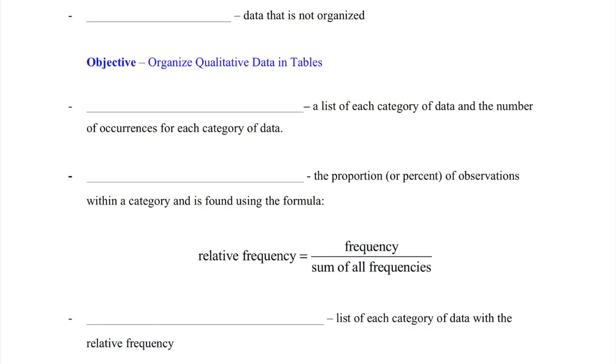Jumping into our section then, before we start the first objective, we introduce a quick little vocab word that would be raw data. And raw data is simply data that is not organized.